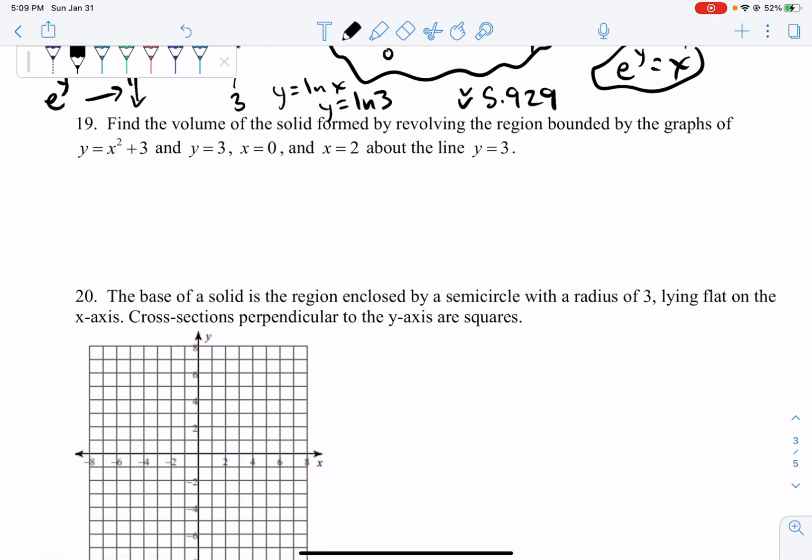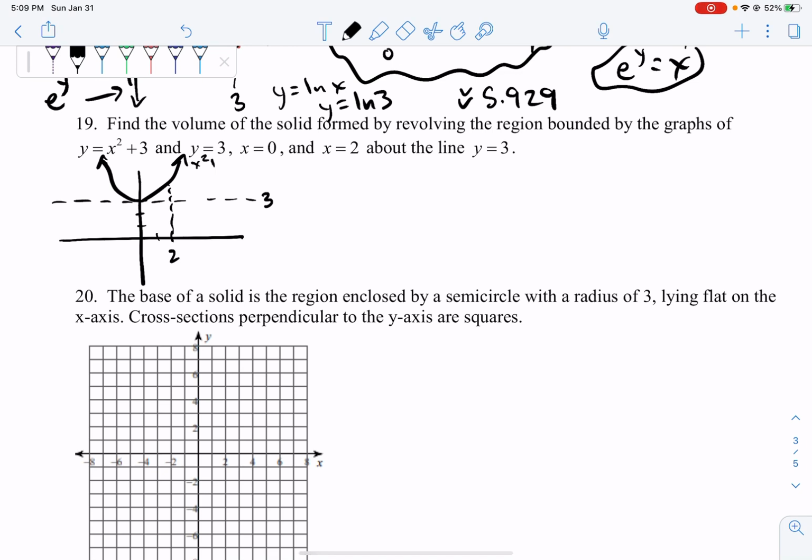Okay, number 19. Find the volume of the solid formed by revolving the region bounded by the graphs. So this one looks a little bit nicer. We've got x squared plus 3, so up 1, 2, 3. And we're going over to y equals 3, which is right here, right? And x equals 2, which is right here. So this is 2, this is 3, this is x squared plus 3. And we're rotating about the line y equals 3. It's about time. So we are rotating this region right here.